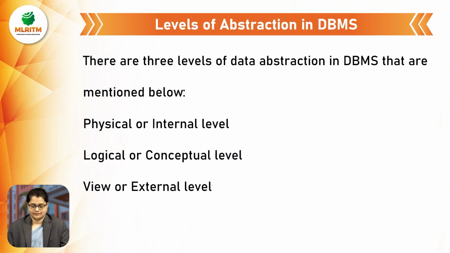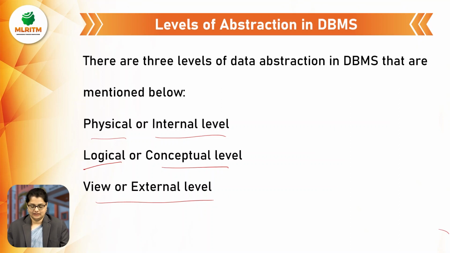Okay. Now, the levels of data abstraction in DBMS. There are three levels in data abstraction. The first one is the physical level, or we can also call it the internal level. Physical level or internal level, both are the same. The second one is the logical level or conceptual level. We can call it either conceptual level or logical level. The last one is the view level or external level.